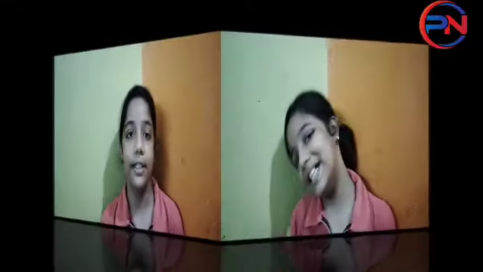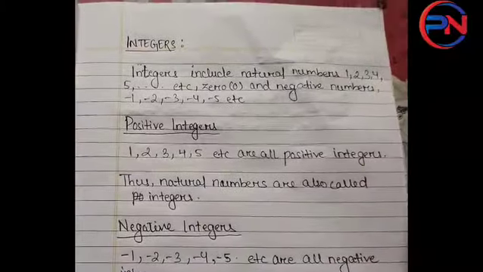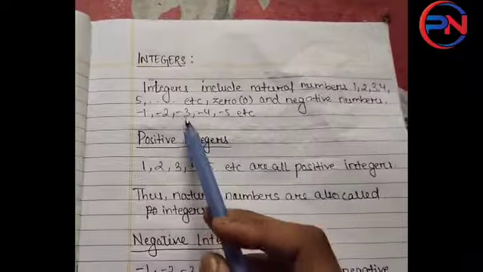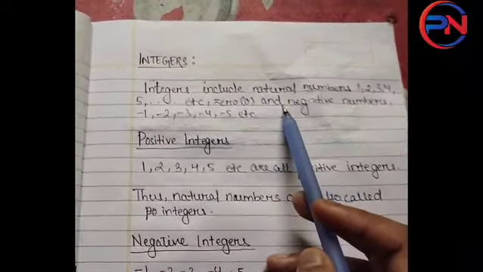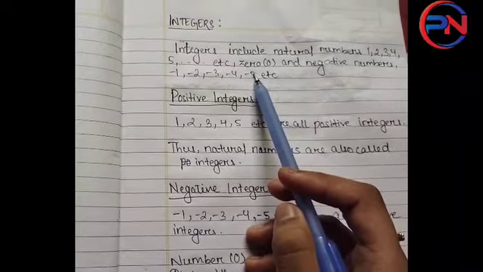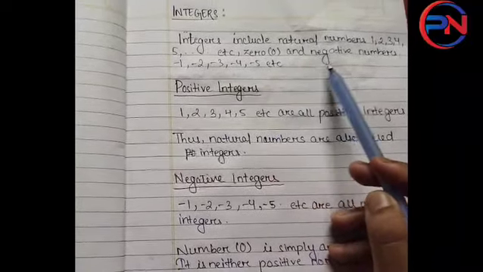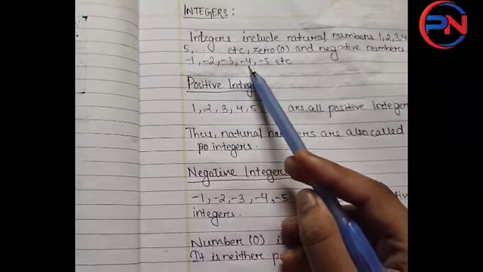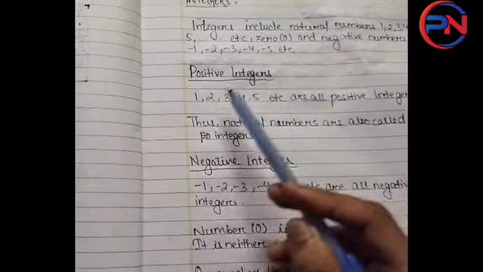So today we are going to be starting integers. So let's get started. Before moving on to the exercises, let's understand what integers are. Integers include natural numbers 1, 2, 3, 4, 5, etc. 0 is one of the integers too. And negative numbers: minus 1, minus 2, minus 3, minus 4, minus 5, etc.